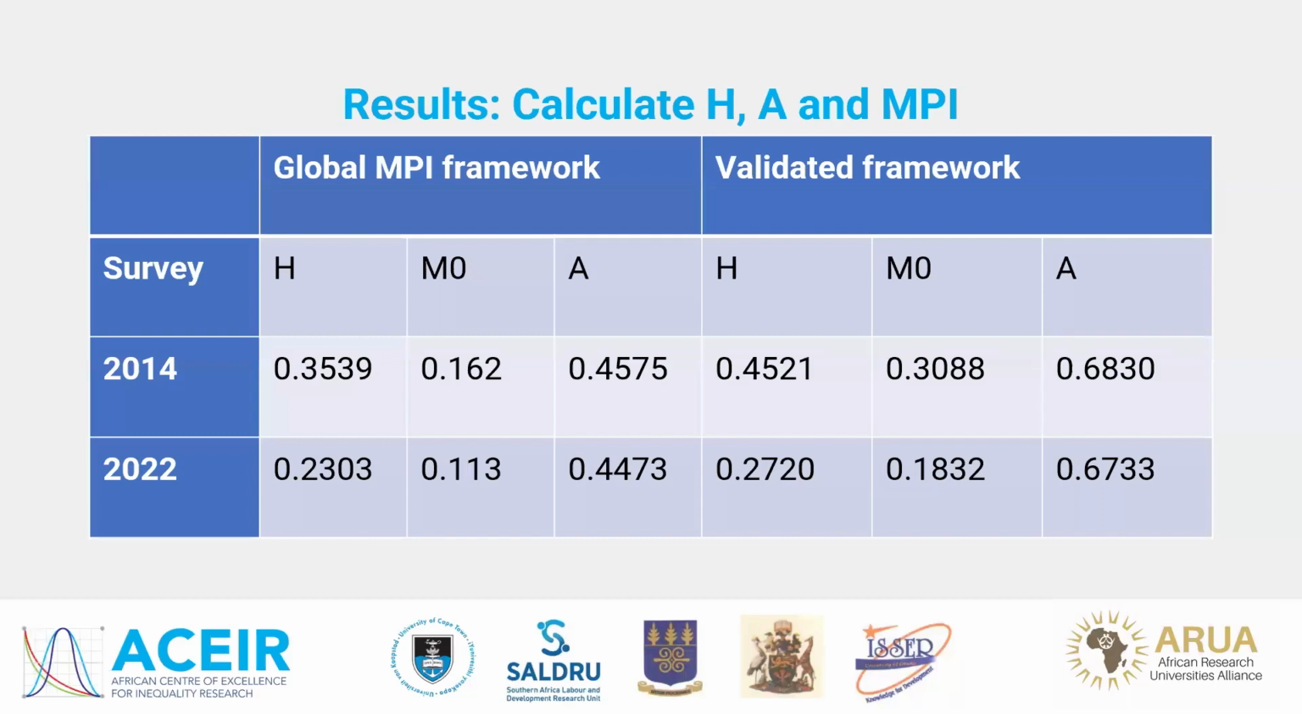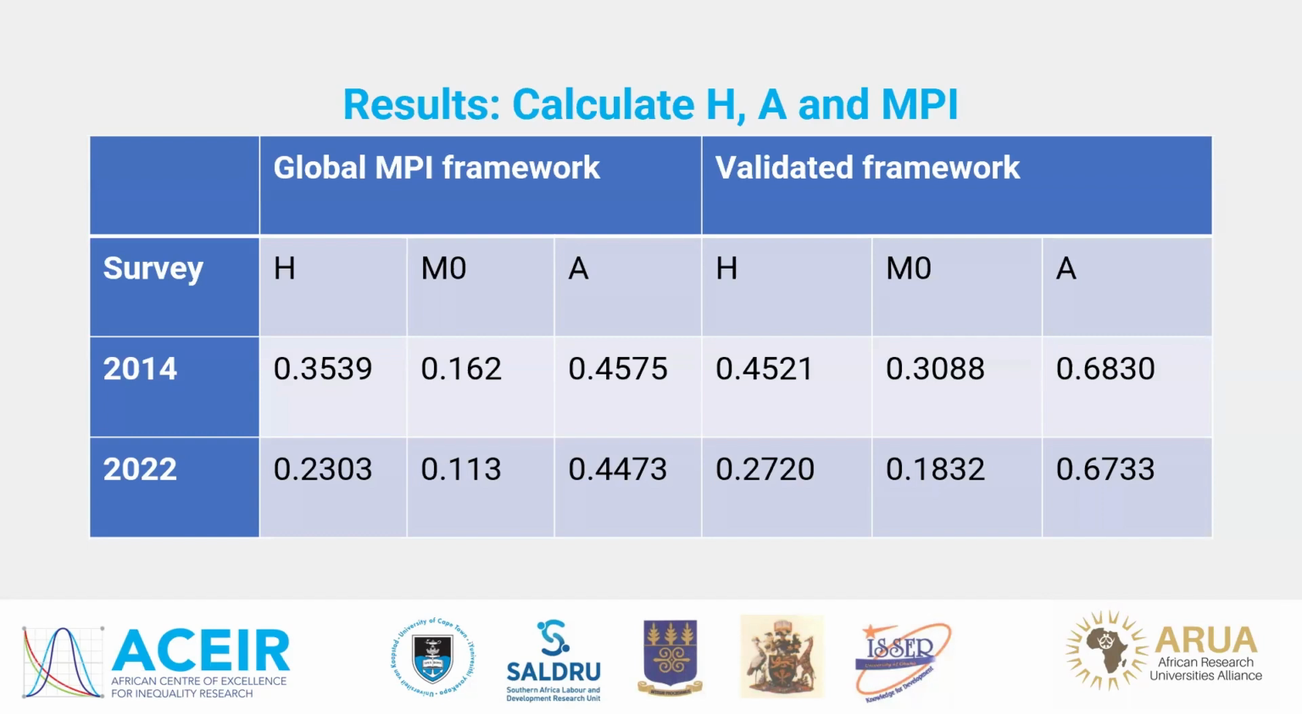So basically the validated framework gives higher statistics for everything. One of the reasons we think, especially with regard to the child mortality indicator, is that, remember, a very small proportion of people were deprived in this particular indicator. And given it has a very high weight, it brings the poverty statistics down. That's one of the lines of thinking as to why we are getting very high statistics compared to the global MPI.